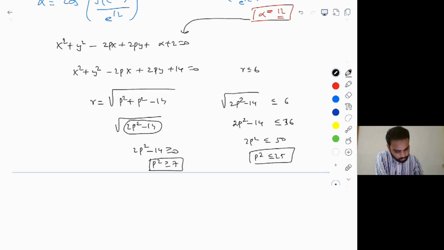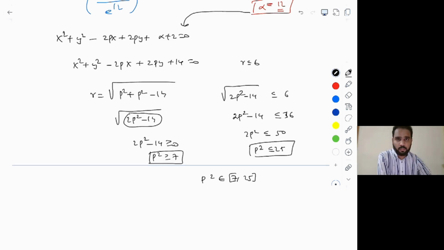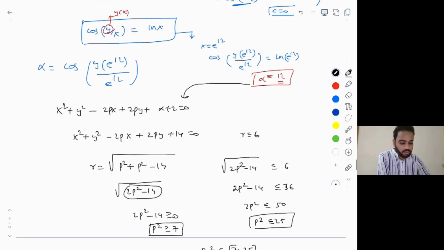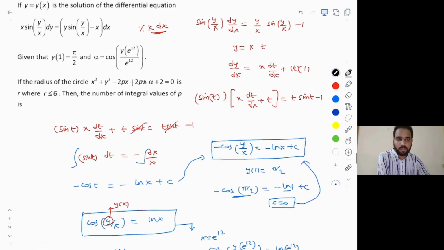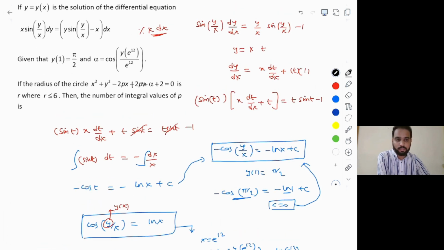And finally we get p square belongs to 7 to 25. So from here you know how to find out how many integral values of p will satisfy. Just by looking at this interval we can tell that p is equal to 0, 1, 2 will not satisfy. But starting from p is equal to plus or minus 3 will definitely satisfy. So plus or minus 3, plus or minus 4, plus or minus 5 will obviously satisfy here. So once we get the value of alpha, the remaining part is a simple circles based question here. You have to be careful.